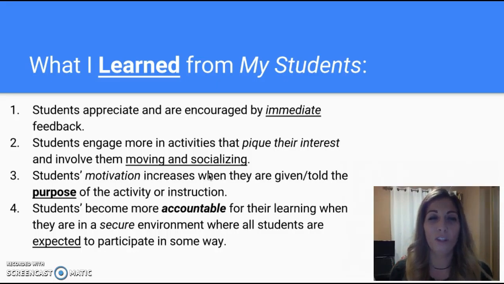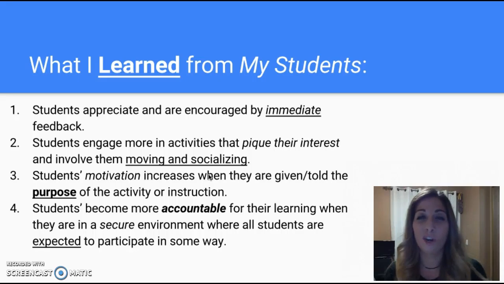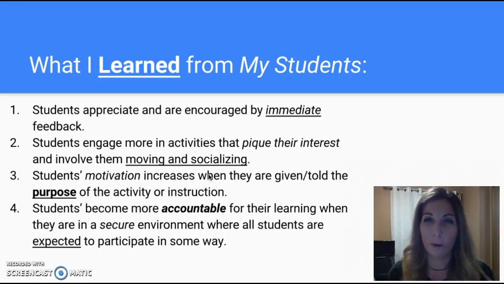What I learned from my students is students really appreciate that immediate, specific feedback. They're really motivated by that. Students also engage more in activities that pique their interest and involve them moving and socializing during the activity. Students' motivation increased when they were told what the purpose of the activity or the instruction was for that day. And students became more accountable and prepared when they were in a learning environment where they were expected to participate in one way or the other.